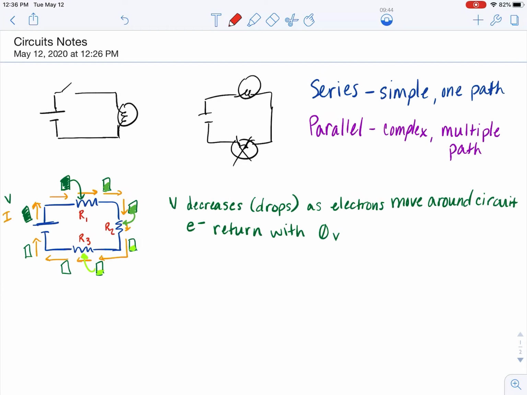So the resistance value will depend on the device itself. If I ask you to calculate the total resistance for this circuit, you would simply add those three resistors together, and that would give you your total resistance, okay?